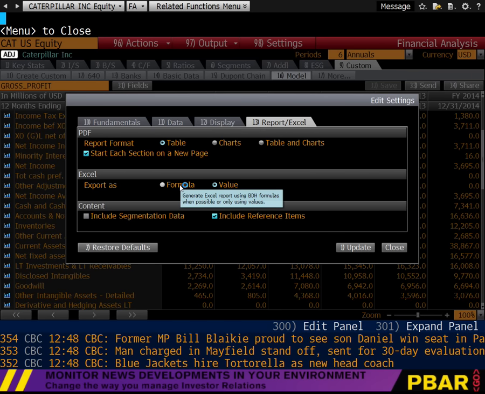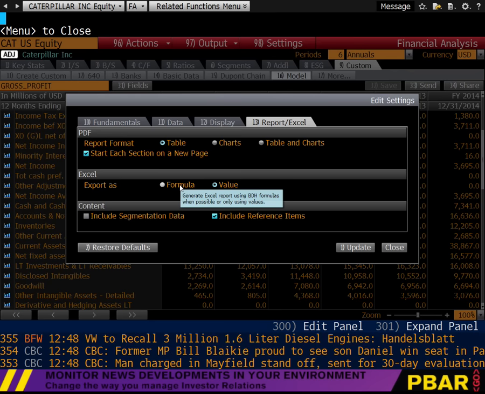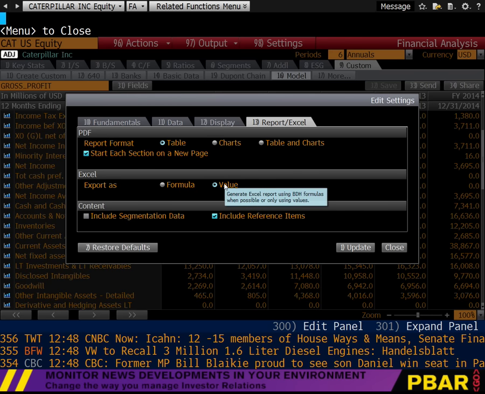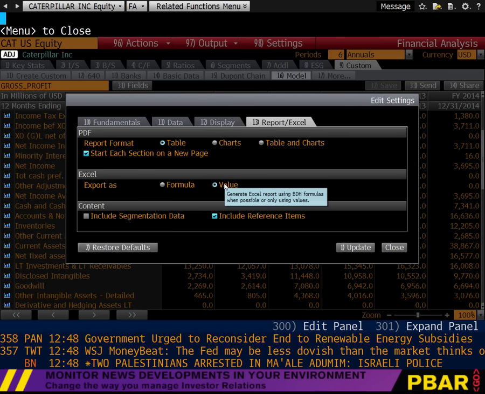The problem with that is it requires you to be at an active Bloomberg terminal, logged in, otherwise it'll just error out. Since most of what you're going to be doing will be outside the Bloomberg lab and you won't have access to a Bloomberg terminal, export as values, which means Bloomberg will give you actual numbers as opposed to database lookups.